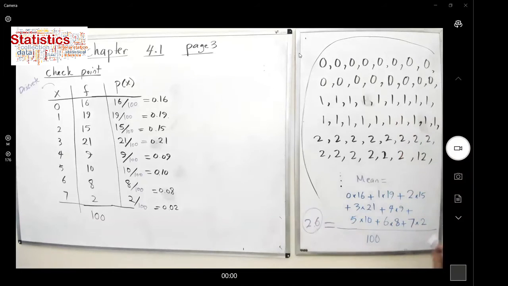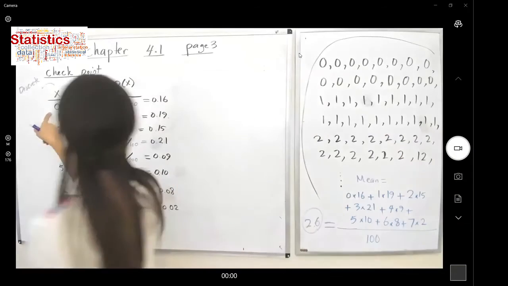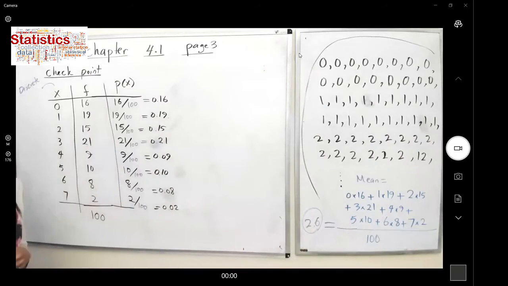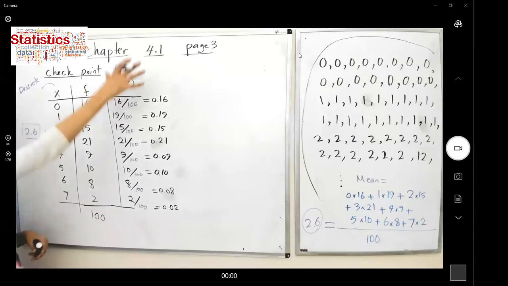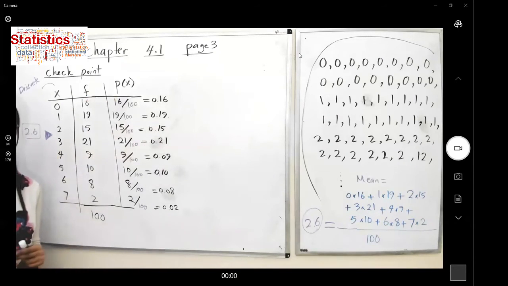2.6 is a number between these. Of course, that makes sense. 2.6 is the average number of sales that person did during 100 days. 2.6, the balancing point. Okay. Now, how do we use this information to find the mean?